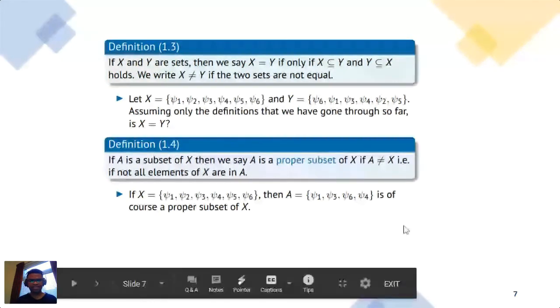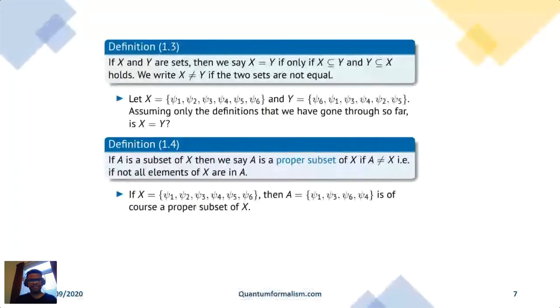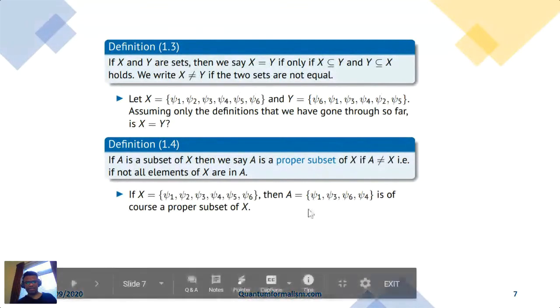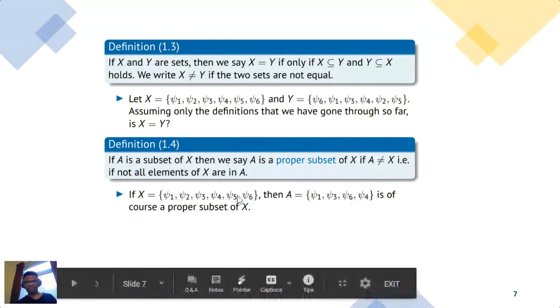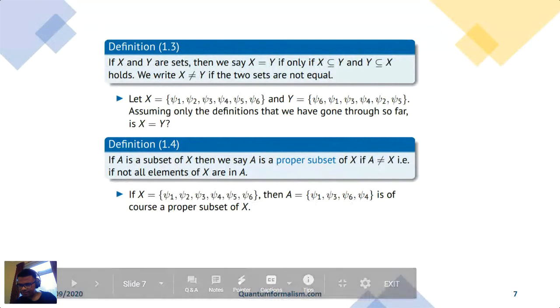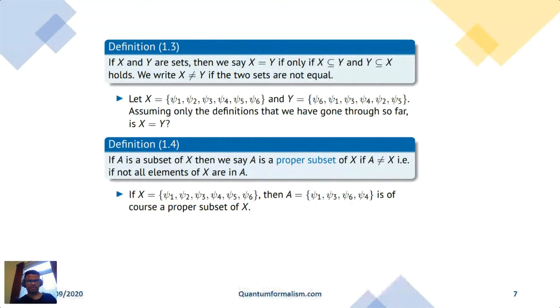Another definition is that of a proper subset. So we say A is a proper subset of X if A is different than X. In other words, if not all elements of X are in A. So for example, using the example of X equals this, obviously this is a proper subset of X because there are some elements missing. So I assume this is also a piece of cake.